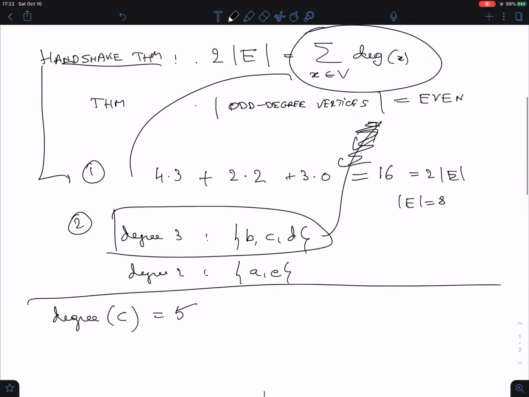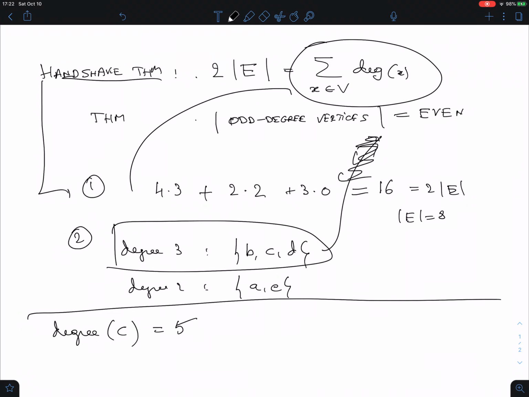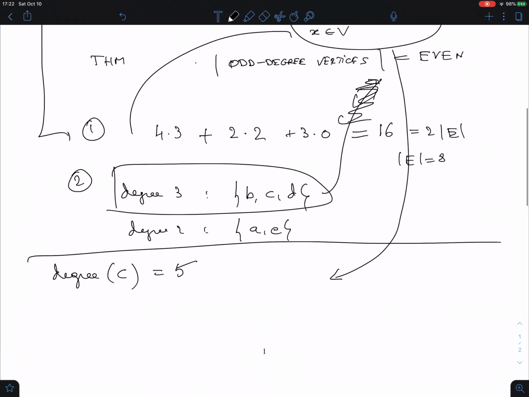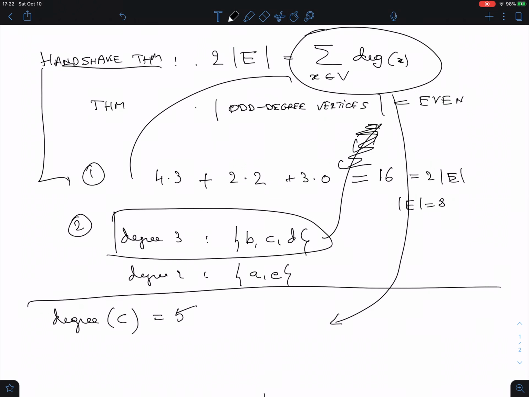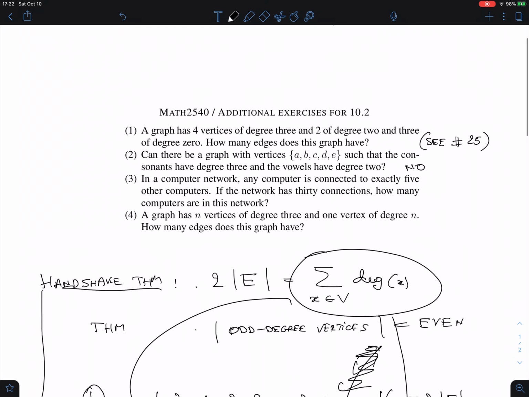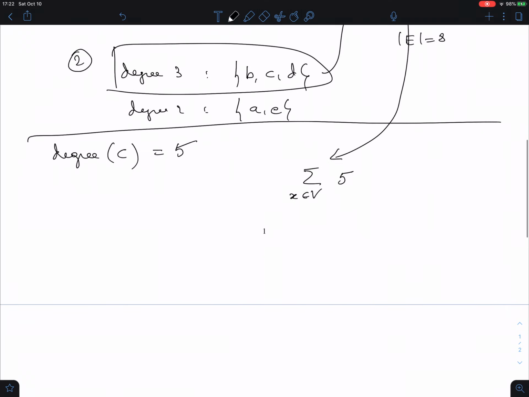Okay, so now we can calculate this quantity again. It's the summation over all the vertices, and each has 5. What else do I know? I know how many connections there are. There are 30 connections. What does that mean? A connection is exactly an edge. So I'm telling you there are 30 edges, so the number of E is 30. But this is equal to 2 times E, so in this case, this is 60.